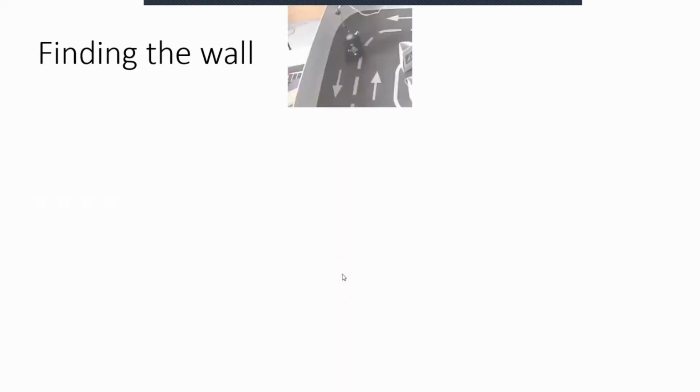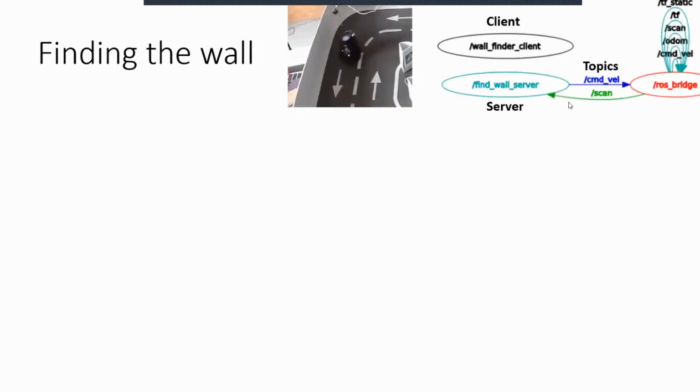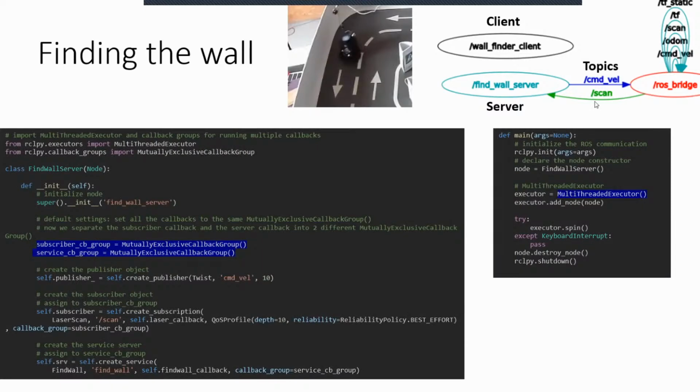The next important behavior is the finding wall behavior, which is basically finding the initial starting point before we follow the wall. This can again be visualized by this RQT graph here. This time, we actually have a server and a client, and this server node is also subscribed to the scan topic. So now we have an issue, because the server has to be on all the time, and we also have to subscribe to the scan topic. This time we need a multi-thread executor, so they are not blocking each other.